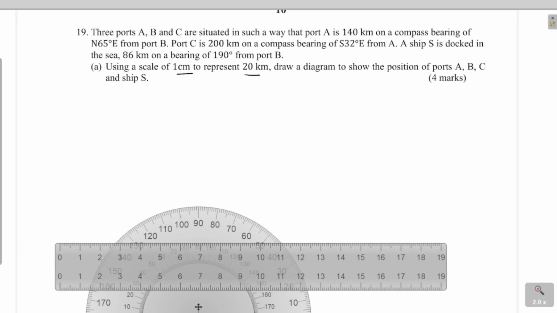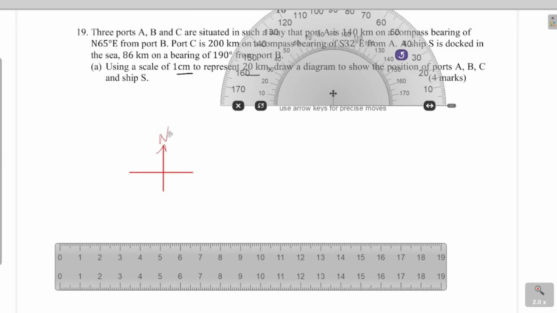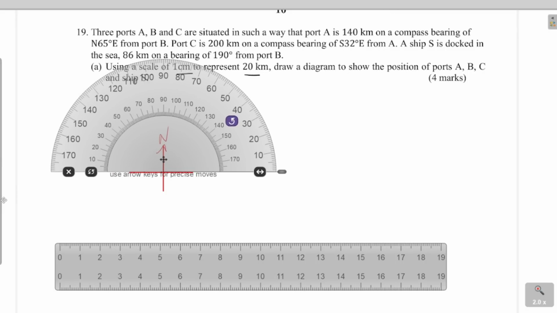So we're going to start with the first one, that is port A is 140 kilometers on a bearing of north 65 degrees from B. So I'll start by drawing the north at B, indicating the north. When you're drawing the north, always ensure that the north is at 90 degrees. When you construct the north, always ensure that this angle here is 90 degrees. If I measure that angle, you can see that angle is 90 degrees.